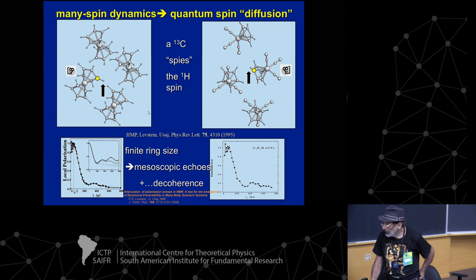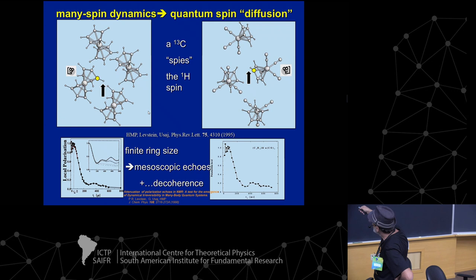Essentially, we don't have a big return probability because there is also the probability of escape to the other rings in the whole crystal. So you could consider the whole crystal as a decoherence process for this simple dynamics of the polarization within the ring.